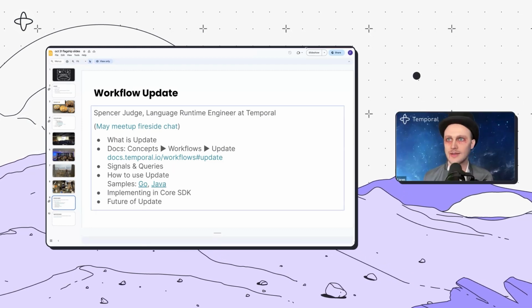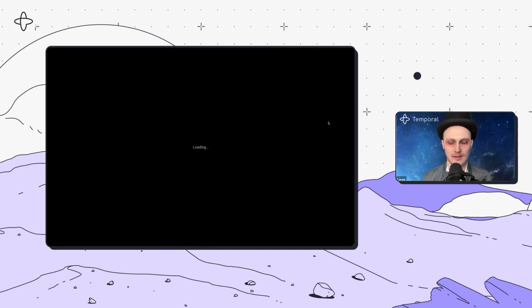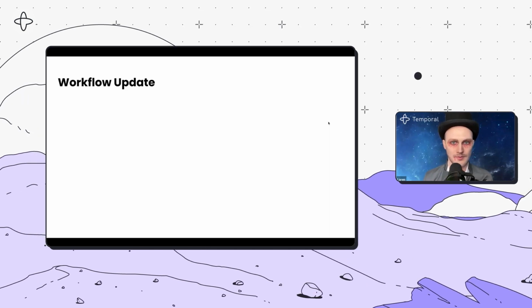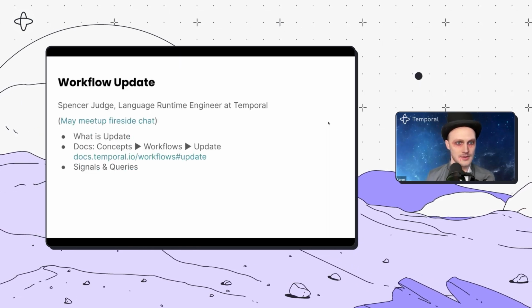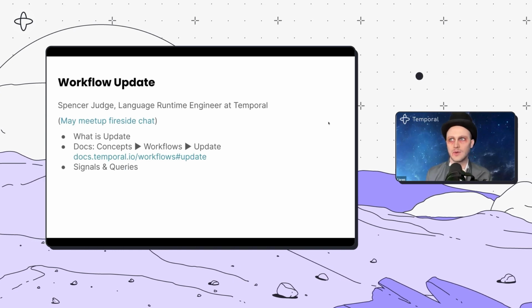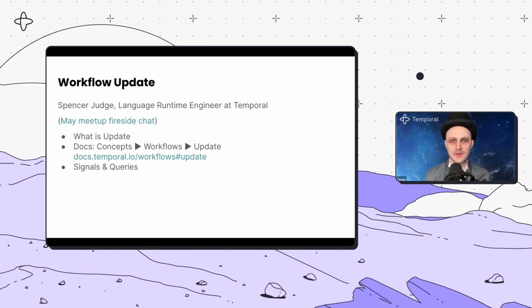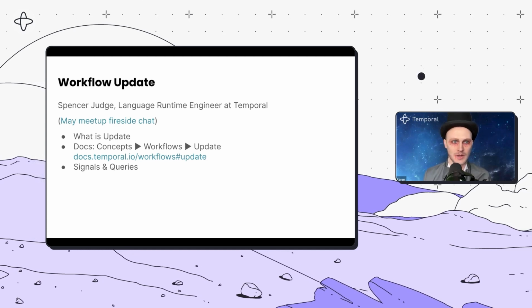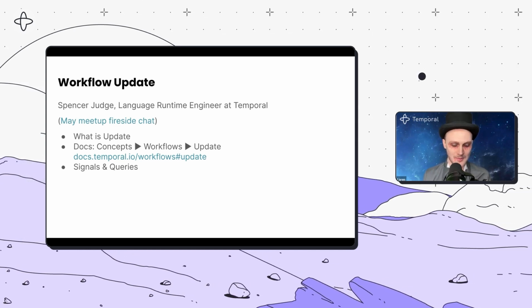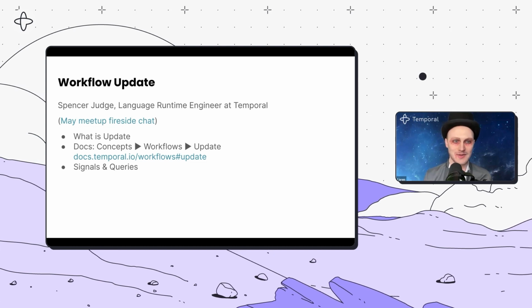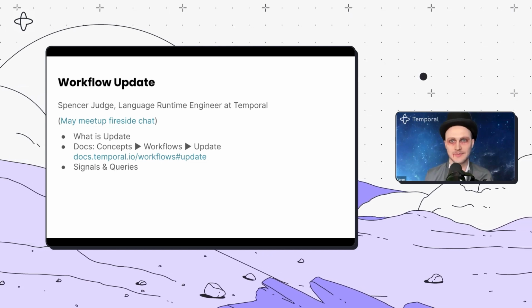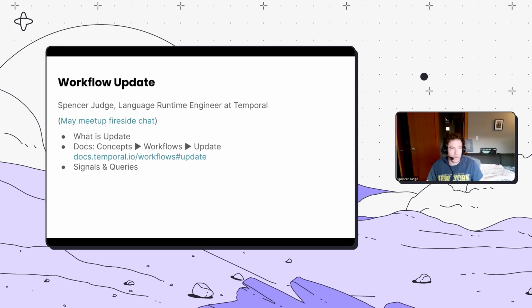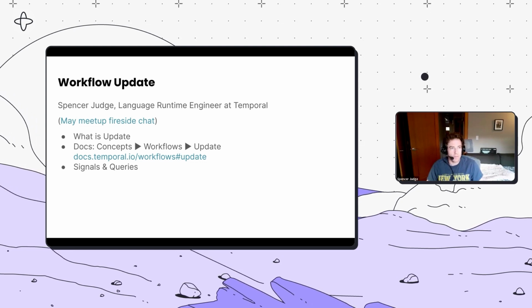Let's see. Next, let's look at signals and queries. So it sort of sounded like update is a superset of signals and queries, but what are the cases in which I would want to use a signal over an update, or a query over an update? That's a really good question that I haven't thought a whole lot about.